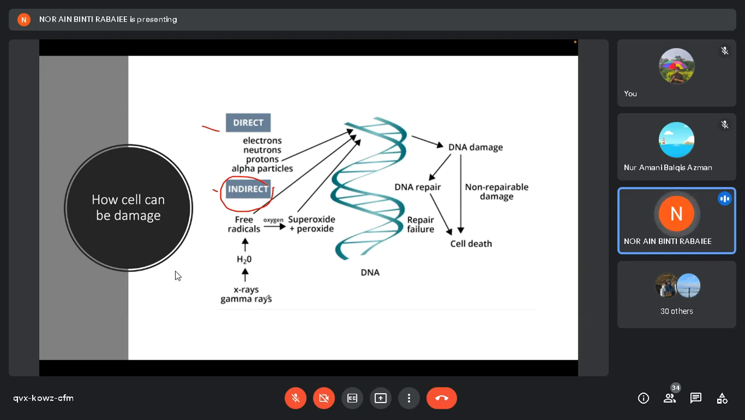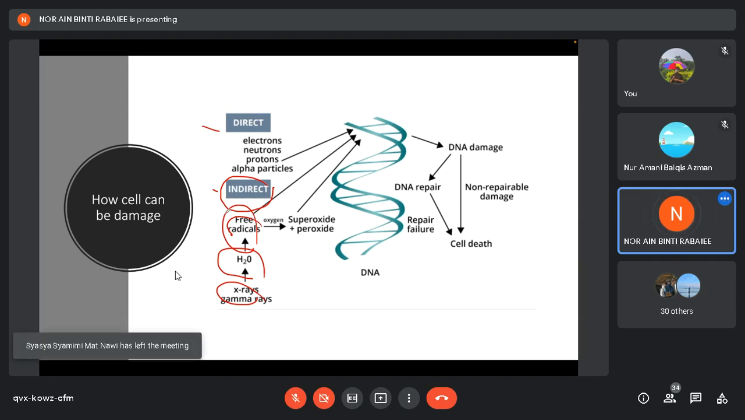What is the indirect effect? When radiation, such as X-ray and gamma ray, is absorbed by the body, it will interact with water. Why water? Because water is the most common component in living tissue. Our body consists of 70 to 90% water. So the radiation is absorbed and interacts with the water to produce free radicals. These free radicals are highly reactive and powerful oxidizing agents that produce chemical modification, leading to biologically harmful products.